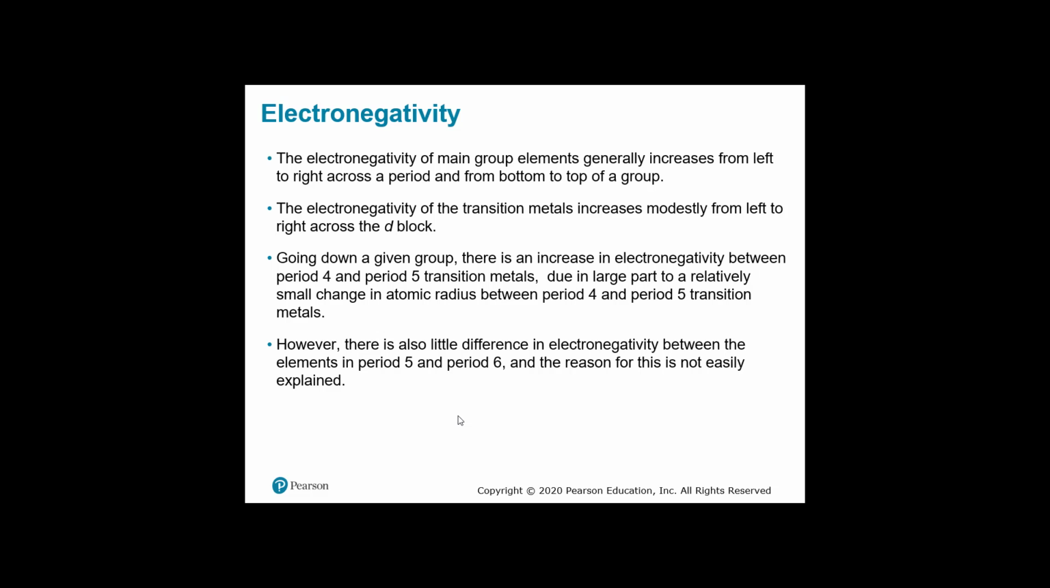And going down a group, there's an increase in electronegativity between period 4 and period 5, and that has to do with the small change in atomic radius between those periods of the transition metals. However, there's little to no difference in electronegativity between the elements in period 5 and 6, and I like that the slide says it's not easily explained. So you just need to know that, but you don't need to know why.